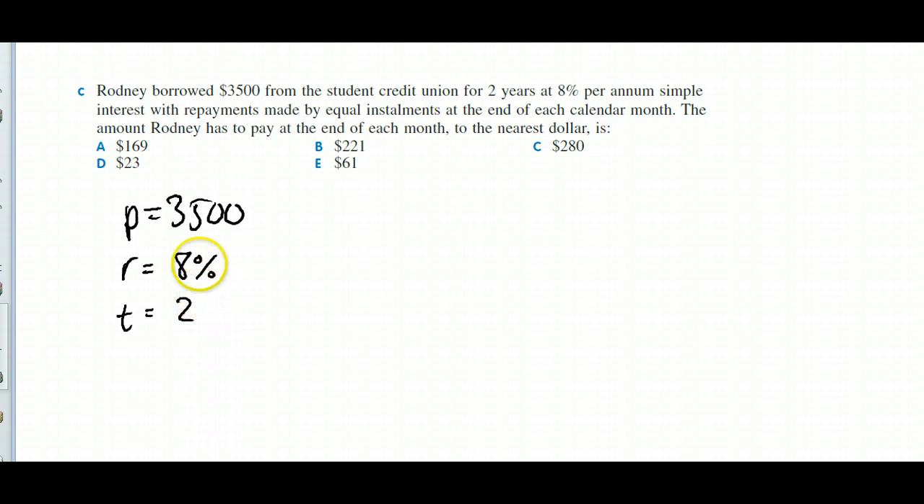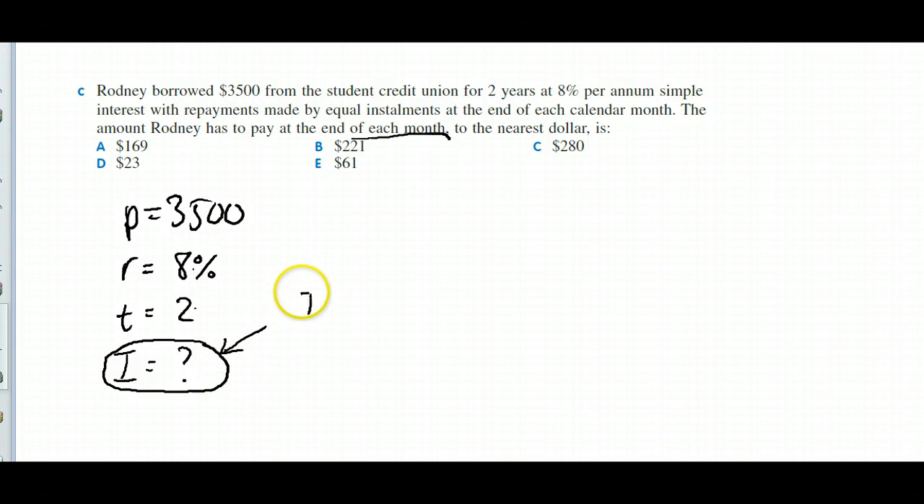So Rodney's having to pay back this amount at 8% over 2 years. So the thing that we don't know is the interest that he has to pay. Okay, so if we can work out the amount of interest that he has to pay, whatever that is, then they want to know how much he has to pay each month. So we would need to divide the amount of interest, whatever it turns out to be, by the number of months, and we'll have the amount he needs to pay back each month. Okay, so let's find out how much interest he needs to pay back.